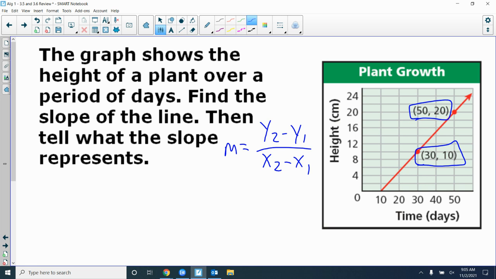Guys, the plant growth, what's happening to the plant? It's growing, so what kind of slope are we going to get? It's positive. Okay? See what you guys get. You reduce it if you need to.